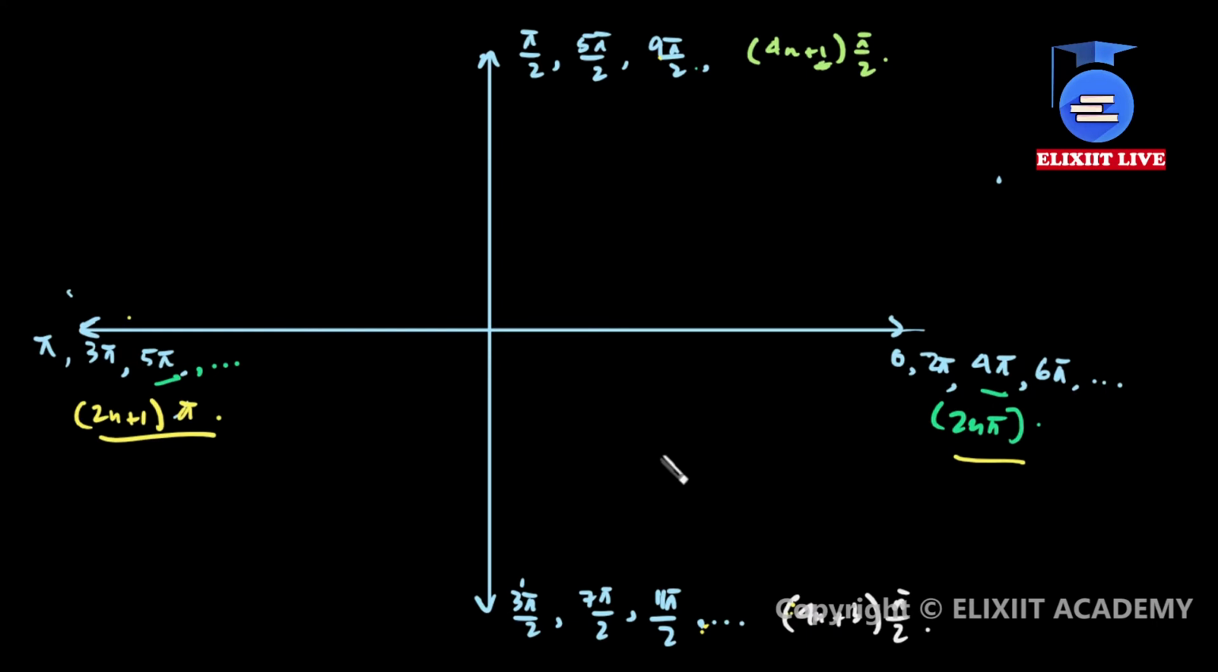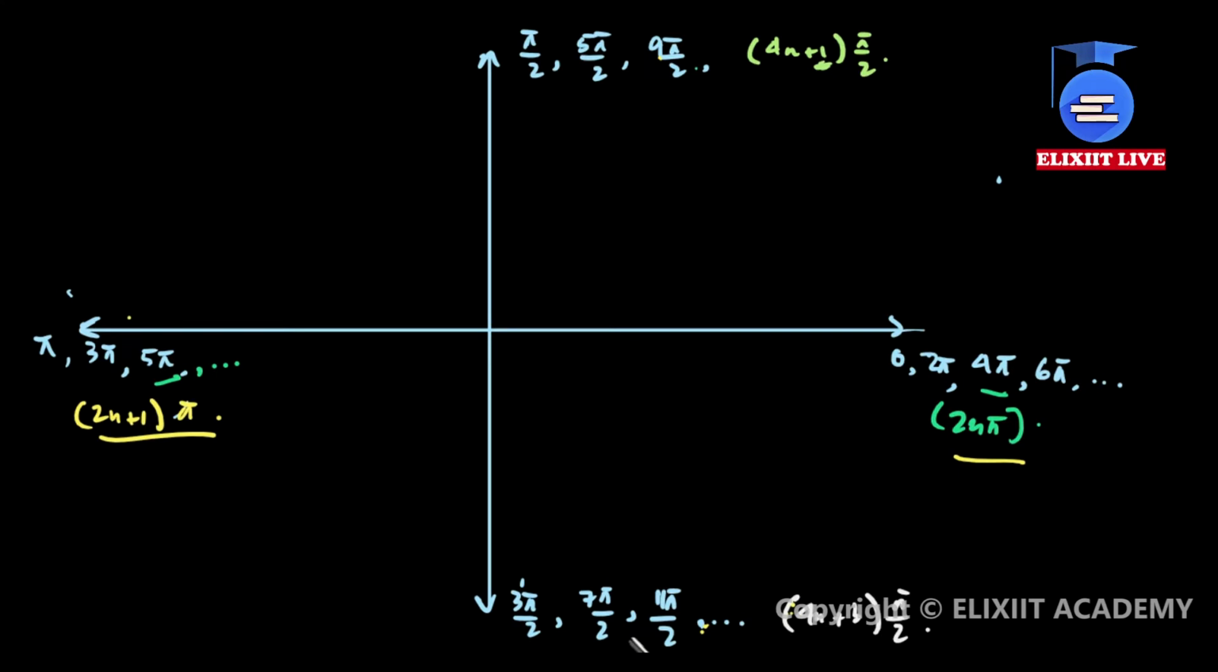You see over here, you put n is 0, then you will get 3 pi by 2. You put n is 1, 4 into 1 plus 3, 7 pi by 2. Or n is 2, 4 into 2 plus 3, 11 pi by 2. So all these numbers are of the form 4n plus 3.